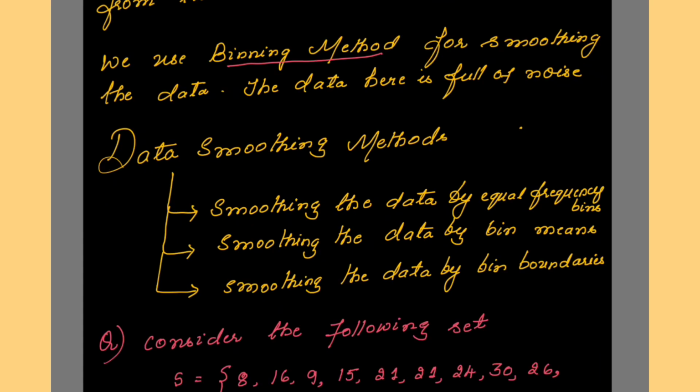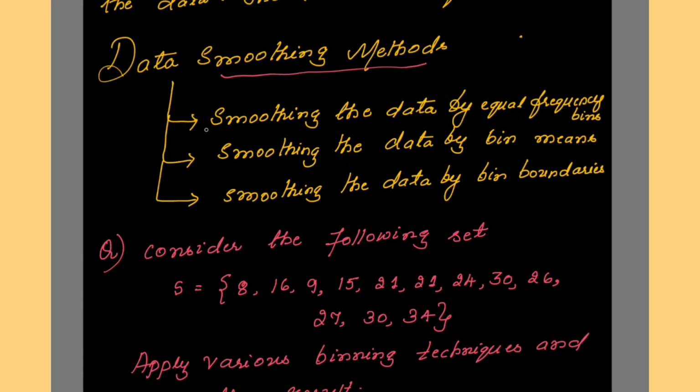In order to carry out the smoothing of the data, the binning methods are used, and the data smoothing methods are of three types. We have smoothing the data by equal frequency bins, smoothing the data by bin means, and smoothing the data by bin boundaries. Let us see all these three one by one with an example.